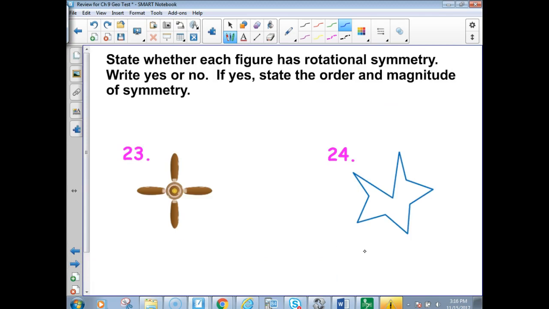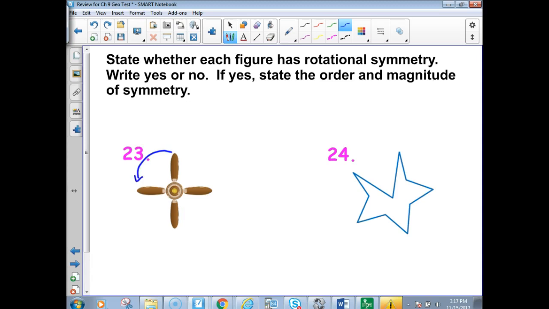Okay, does this thing have rotational symmetry? Well, it better, because what's it look like? A ceiling fan. You have a lot of symmetry in your houses. You should look around sometime and look at it in your home. There's tons of symmetry all over the place.